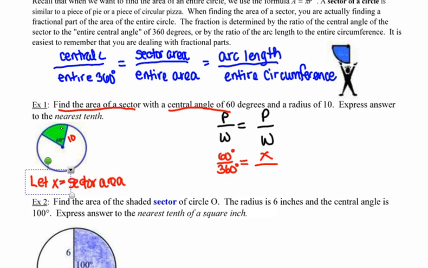Well, we don't know what the area of the whole circle is. However, we certainly do have a formula for finding the area of a circle. Our formula sheet tells us that we can find the area of a circle by multiplying pi times the square of the radius, or in this case, pi times the square of 10. So the area of that entire circle in terms of pi would be 100 pi.